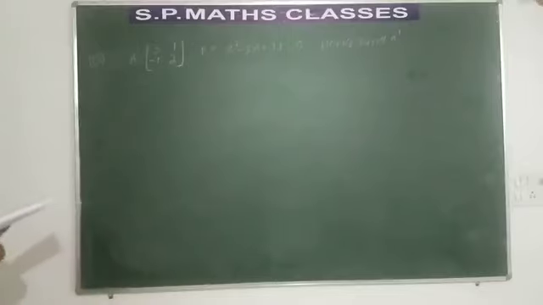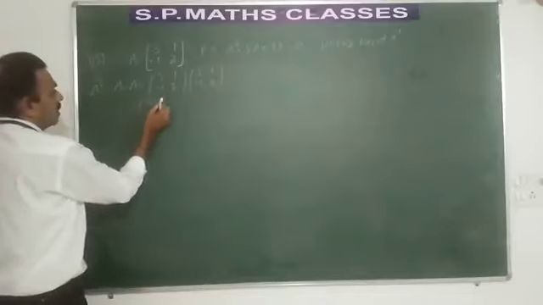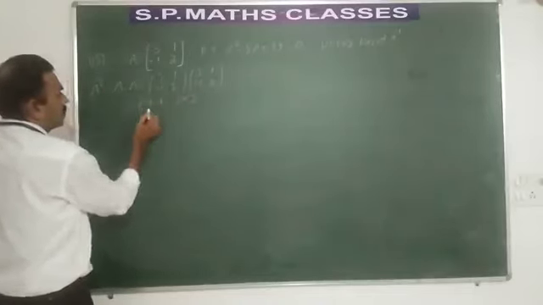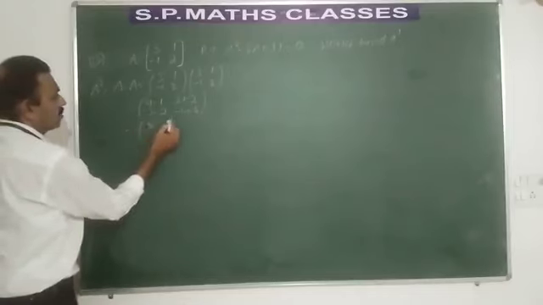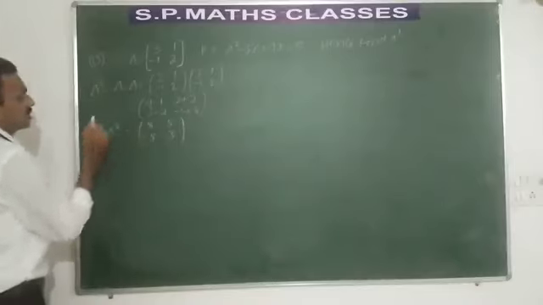So 3, 1 minus 1, 2. Let us find out A square. It is A into A. 3, 1 minus 1, 2 times 3, 1 minus 1, 2. So what happens now? 9 minus 1, 3 plus 2, minus 3 minus 2, minus 1 plus 4. What we have got now? 8, 5, minus 5, 3. This is what A square is.